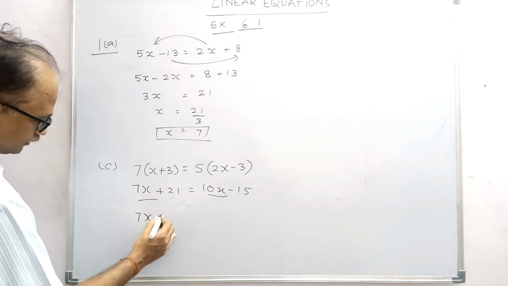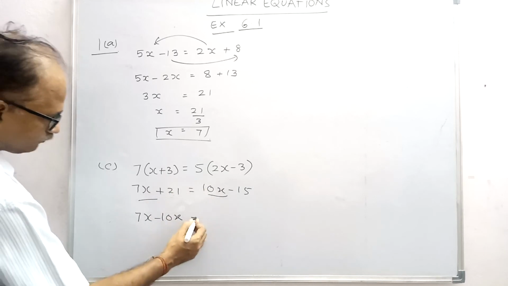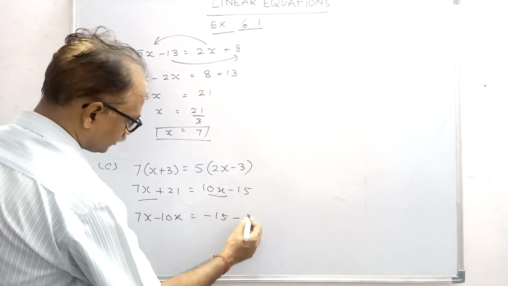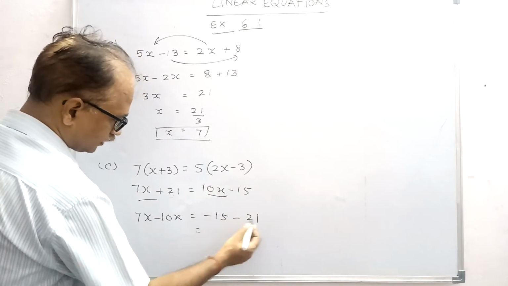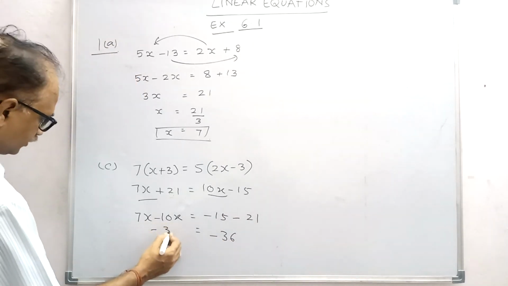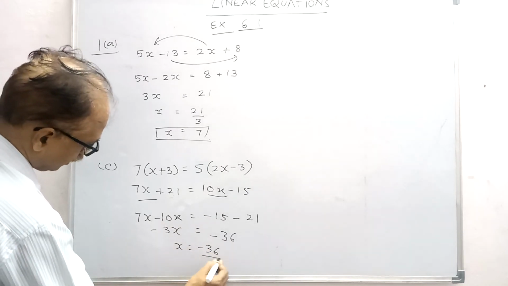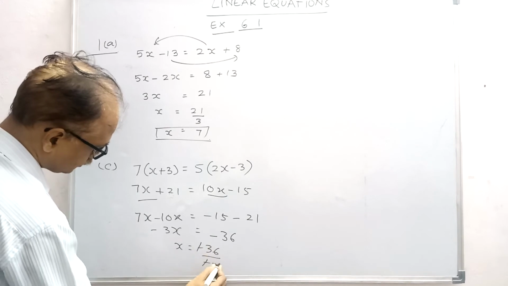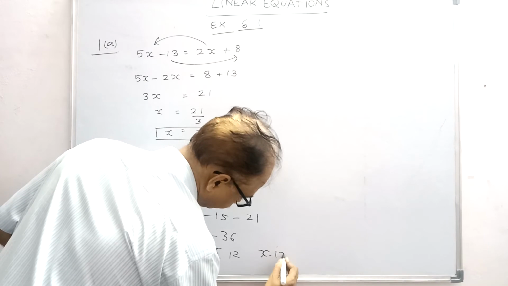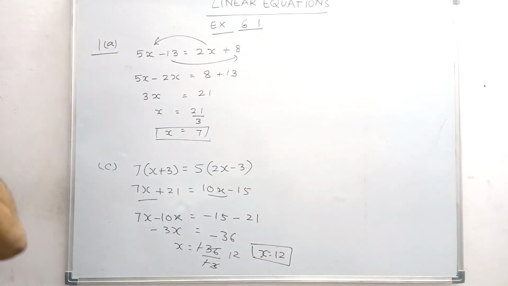So you see 7x minus 10x, the 10x positive sign transposed to the other side becomes negative. Here minus 15, 21 transposed to that side becomes minus 21. You see here both are negative, minus 36, and here you get minus 3x. x is equal to minus 36 upon minus 3, minus minus cancel, 3 into 12 is 36. So the answer is x is equal to 12. This is the solution for question 1c.